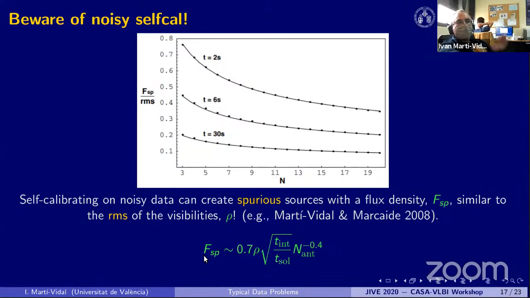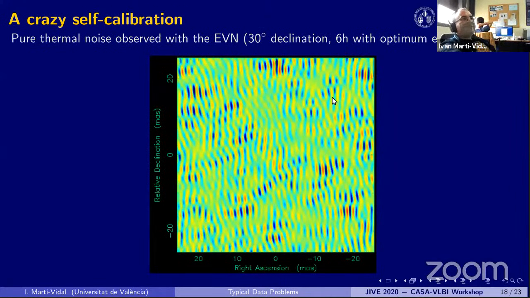This would be the equation that gives you a rough estimate of the amount of flux that you can recover from noise. And just to give you a graphical example of this, which I think is very fun, let's take an EVN observation. This is a simulation of an EVN observation of a source at 30 degrees declination, observing just noise. I have simulated pure random noise, no source at all, during 6 hours. And now I have introduced a model. Imagine I was observing a gravitational lens and I have a nice image in the optical. I want to recover that in radio, and I start to put windows and self-calibrating. In the end, I arrive at something like this.